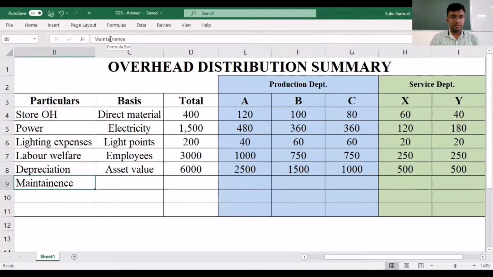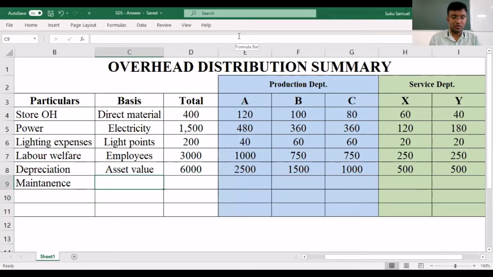Maintenance, what would be the basis? I think some of you have sent me the answers. Someone has sent me area occupied. Since there are multiple answers, this would leave us in a dilemma. So maintenance, what would be the basis? The basis of your maintenance will again be asset value.